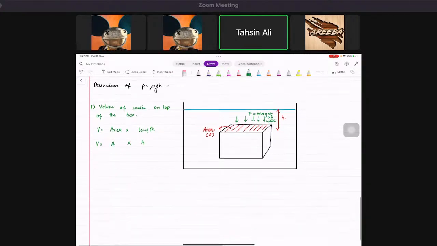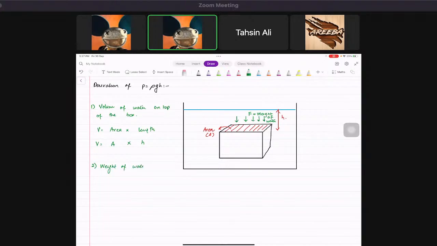Now, in the second step, we know that the weight of water on top of the box will be equal to F. I've called it F, so it's going to be m times g, because W is basically the weight, right? So weight W equals mg, and I called it F, so that doesn't matter.